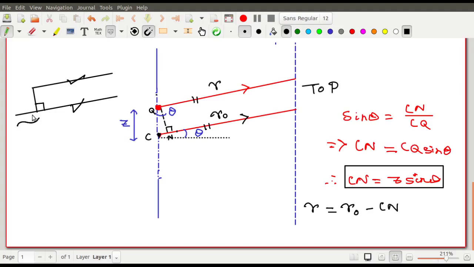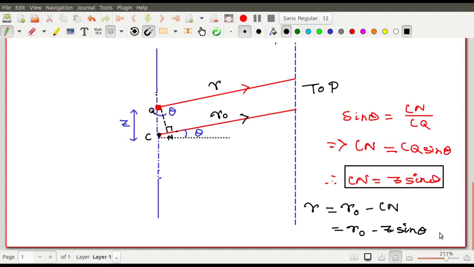So that is why you can write very simply over here that R is this entire R0 minus this Cn. So that's the idea of drawing the parallel lines and then dropping a perpendicular. So your R comes out to be R0 minus z sin theta. So this comes out to be R0 minus z of sin theta.